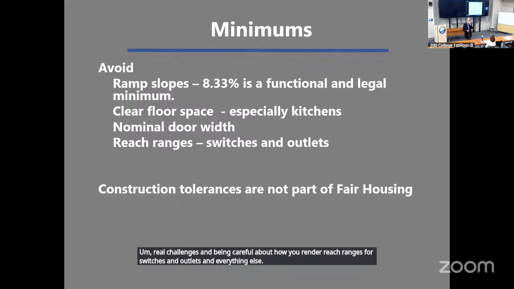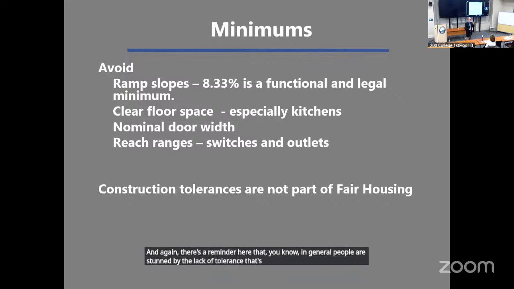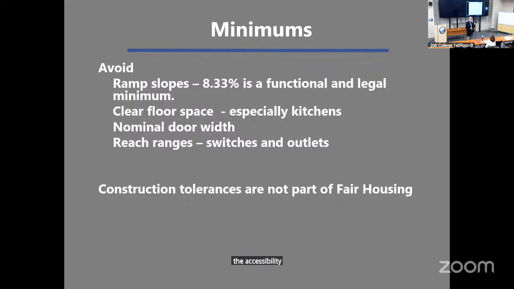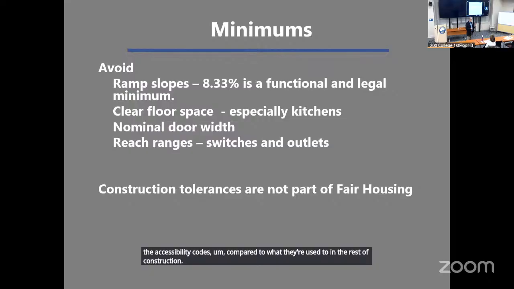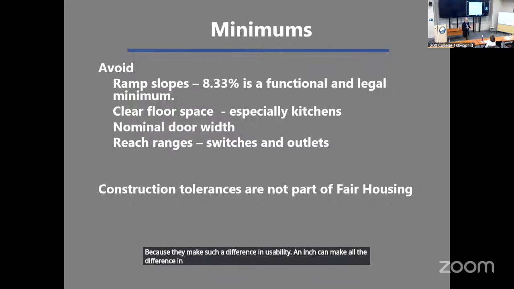And again, there's a reminder here that, in general, people are stunned by the lack of tolerance that's allowed in the accessibility codes compared to what they're used to in the rest of construction, because they make such a difference in usability. An inch can make all the difference in the world for someone being able to get through a doorway or get into a shower or something. And it's not mentioned in here at all. So be very careful about it. That's why we keep encouraging people to build beyond the minimums to avoid trouble later on.